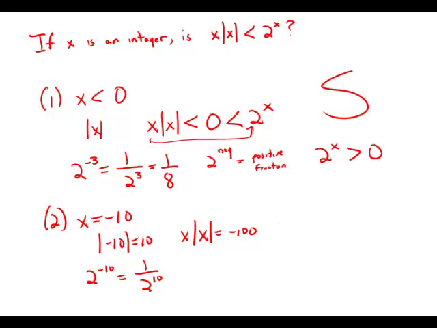And so, of course, negative 100 is less than 0. 1 over 2 to the 10th is greater than 0. And so that means, again, by transitivity of inequality, that 1 over 2 to the 10th is greater than negative 100. So this statement also, by itself, is sufficient to answer the question.